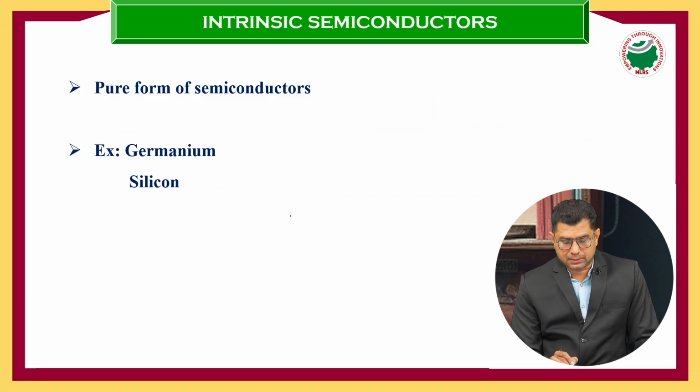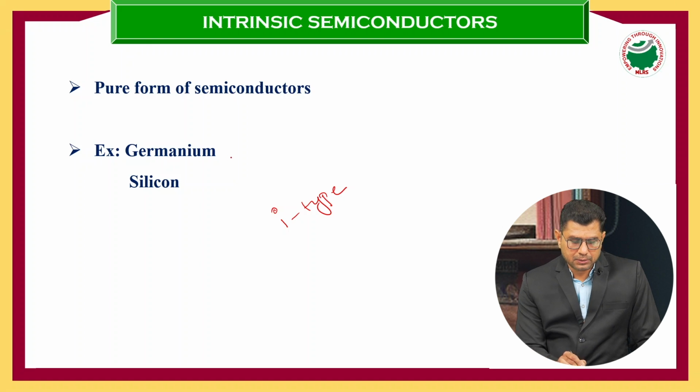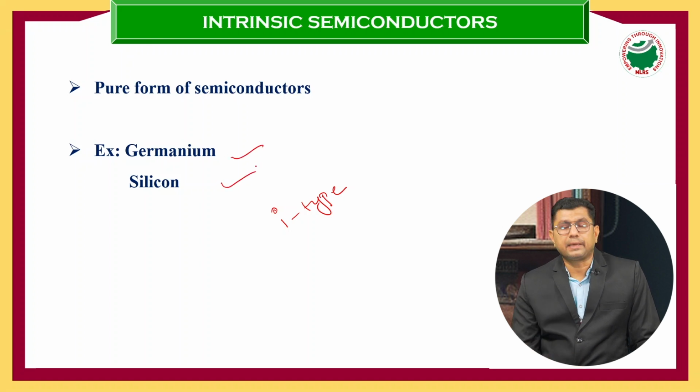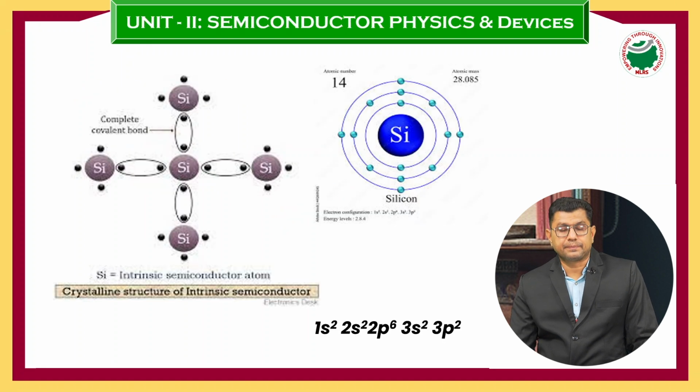Intrinsic semiconductors are also known as I-type semiconductors. These are the pure form of semiconductors. Examples are germanium and silicon. Germanium and silicon, both of them are tetravalent. Tetravalent means the valency shell contains 4 valency electrons.